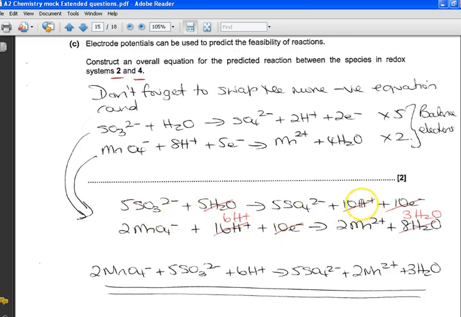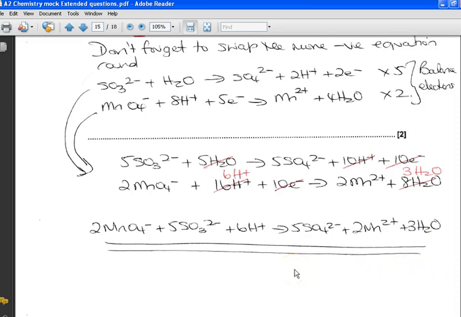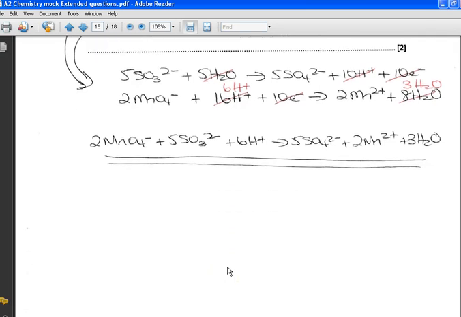There will also maybe be the opportunity to cancel some other things as well. In this case, we've got 5 waters on this side and 8 on this side, so we can get rid of those 5 and we're left with 3. With our H+, we've got 10 here and 16 here, so again we can cancel that 10 and we're just left with 6. Then your final equation is nice and tidy, with everything that needs to be there. You did get a mark, I believe, if you forgot to cancel things, but you didn't get the 2 marks. So try and remember to do that.